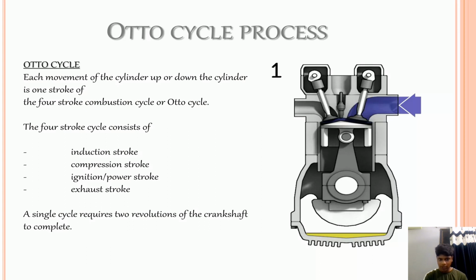Next, Otto cycle process. Each movement of the piston up or down the cylinder is one stroke of the four-stroke combustion cycle, or Otto cycle. The four-stroke cycle consists of induction stroke, meaning suction stroke or inlet stroke, compression stroke, ignition stroke or power stroke, and exhaust stroke. A single cycle requires two revolutions of a crankshaft to complete the process.